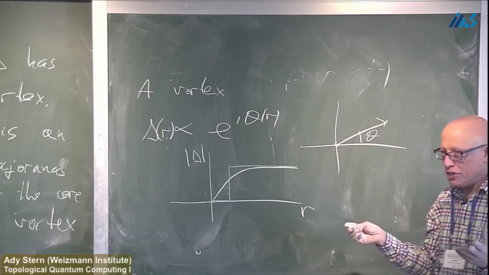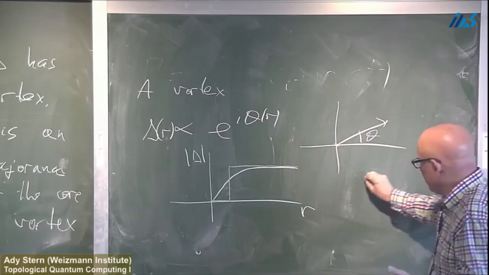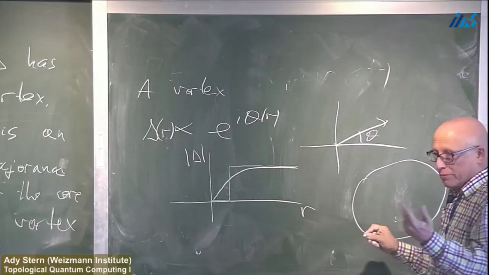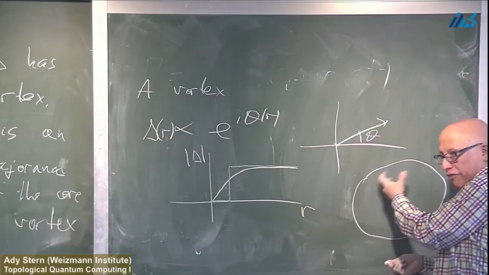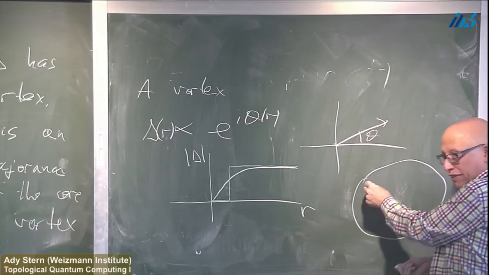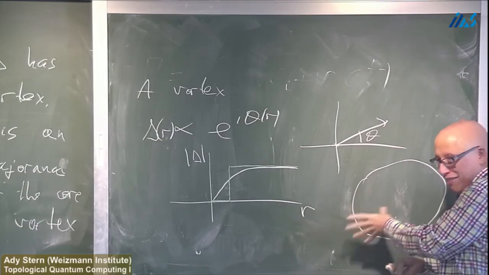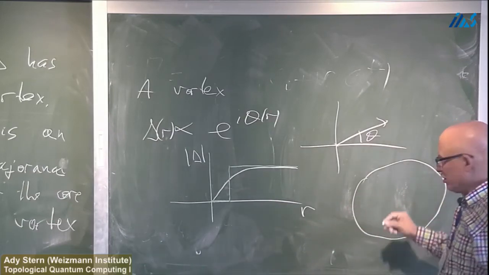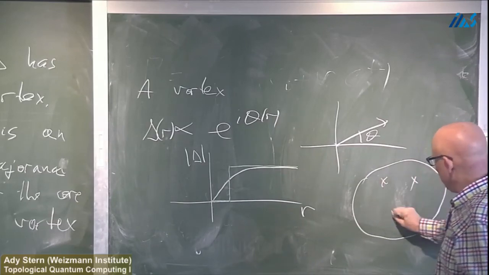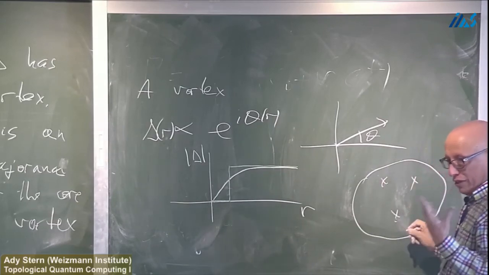What about an open geometry? In an open geometry, there can be, you know, one of my colleagues at Weizmann can give you pictures of these vortices, you can give them names, you can count them, and sometimes you get 11. So suppose that you have three vortices, what do you do?